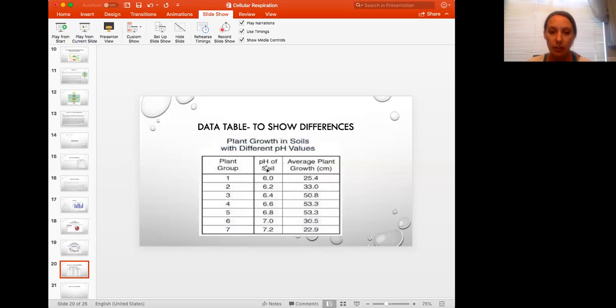Data tables show differences. Here we're looking at plant growth in soils with different pH. We've got seven different plants, and we're looking at the pH of the soil and how that affects their height. You'll notice that you've got lower numbers at the low range of pH and the high range of pH. But right there, it looks like there's a sweet spot that those plants like, based off the numbers we get.